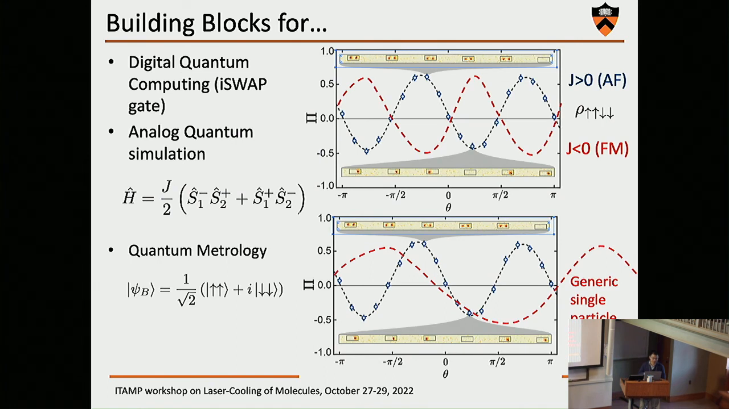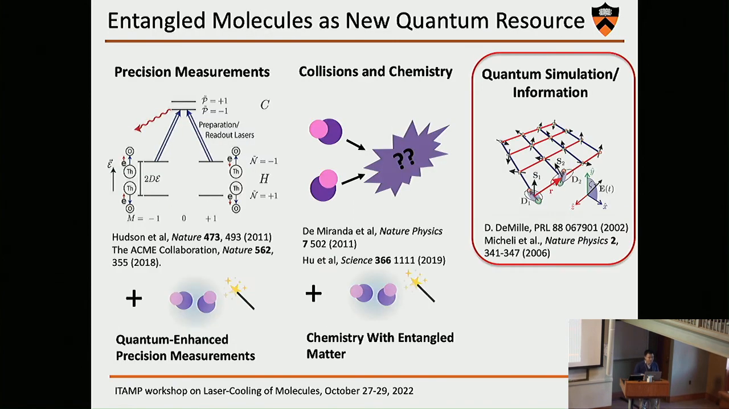I'm out of time, so all I'm going to say is that we have realized building blocks for digital quantum computing. These parity oscillations also tell us that we have implemented an anti-ferromagnetic spin model. And you can also directly see the twofold enhancement in phase sensitivity of the Bell state just from these oscillations. And with that, I come to my last slide.